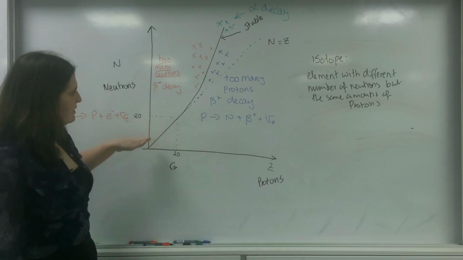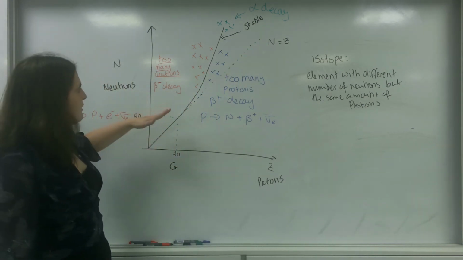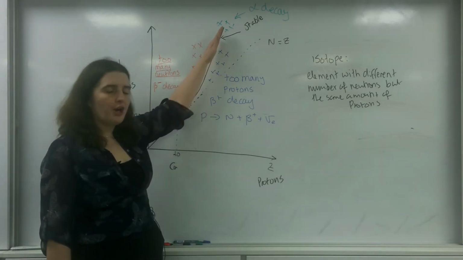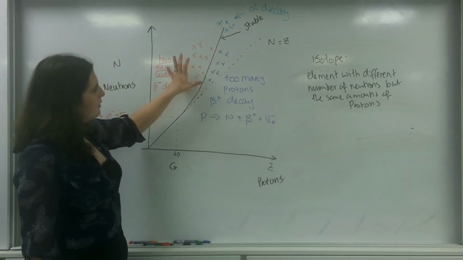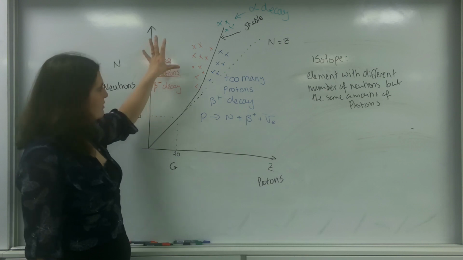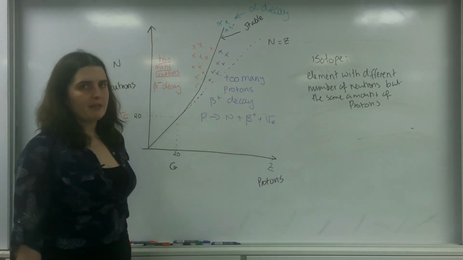So an examiner is expecting to see this N equals Z line. They're expecting to see this 20, and they're expecting to see that you draw this curve here for the stable elements. Being able to understand that beta minus is on this side and beta plus is on this side is what you may be assessed on in an exam.